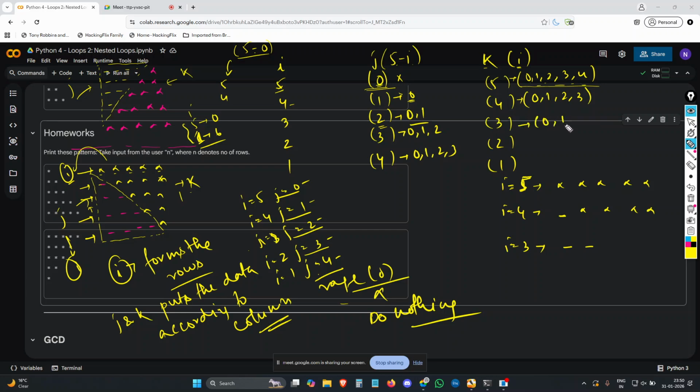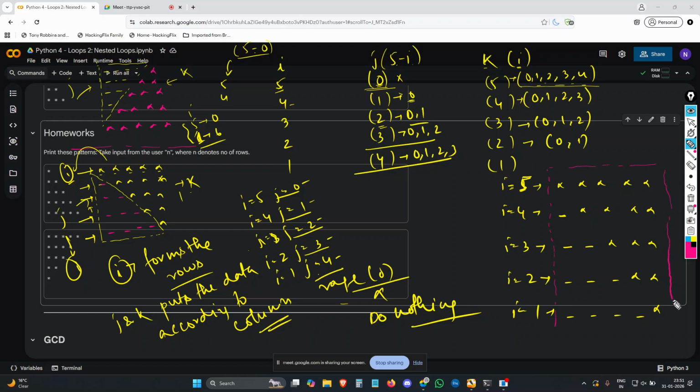And K becomes 3. What are these values? 0, 1, and 2. That means 3 stars. Then I becomes 2. For I equals 2, J has 3 values, so 3 spaces, and K has 2 values, so 2 stars. Then I equals 1. For 1, J is printing 4 spaces and K is printing 1 star. This is our entire pattern.